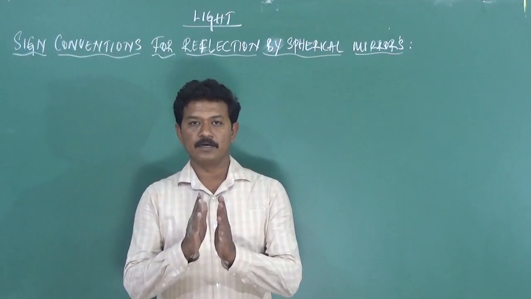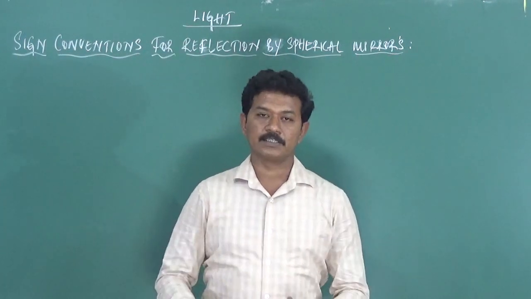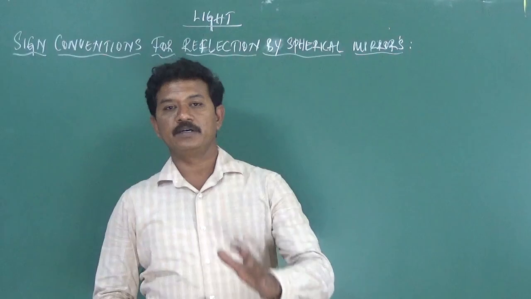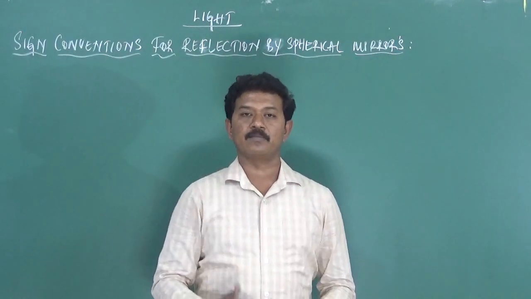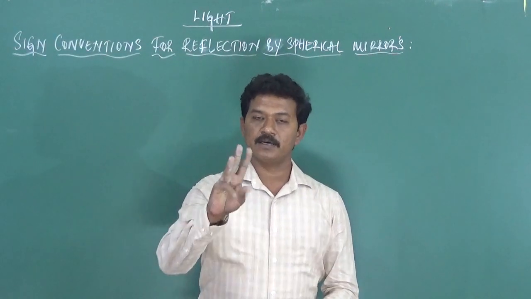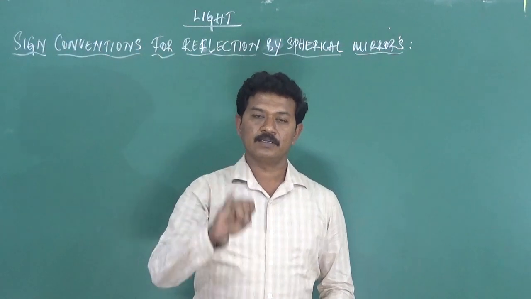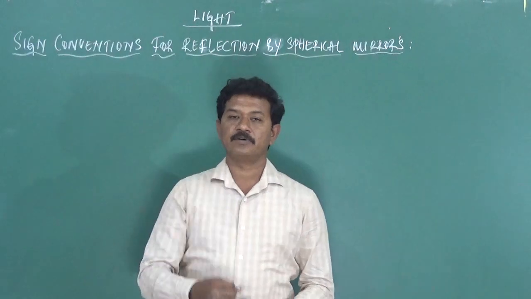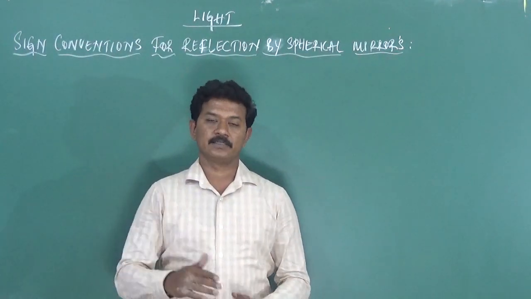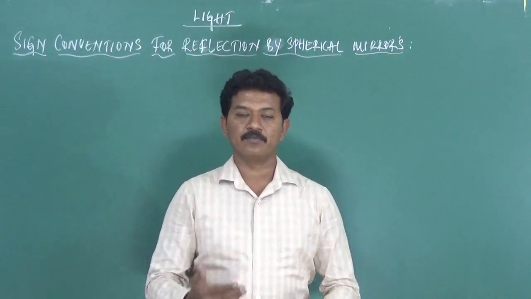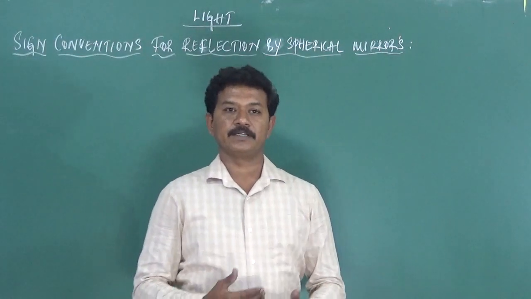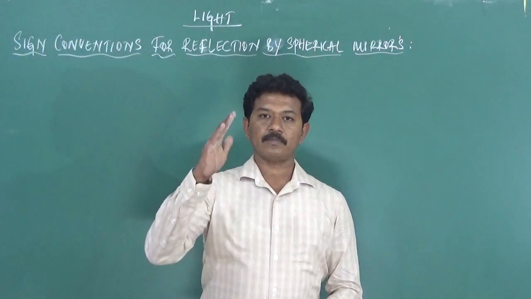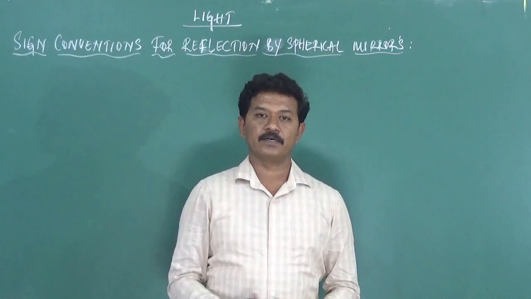Among the terms we discussed in yesterday's class, all the terms are very important, but three are especially important. One is the focal length, another is the radius of curvature, and the most important is the principal axis. So let us recapitulate the things and move on to today's concept.